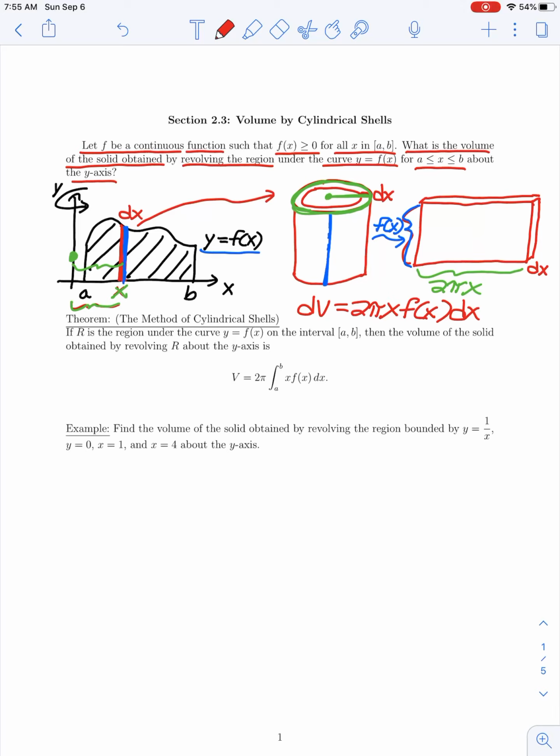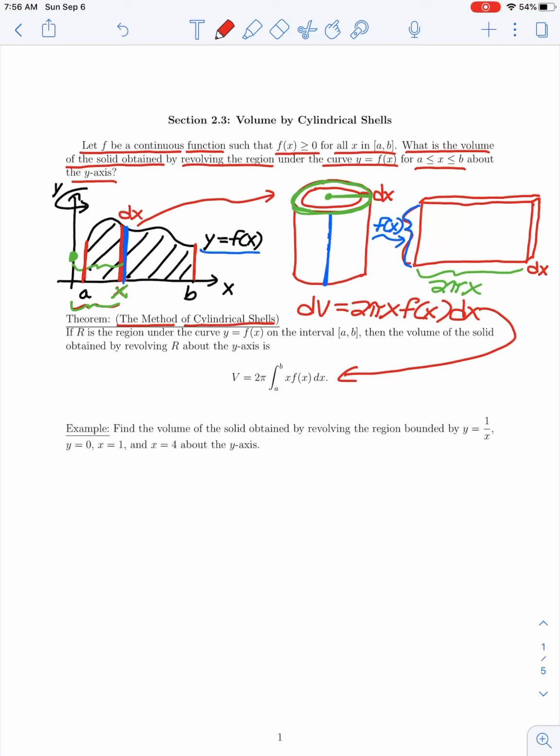And now to get the total volume for this solid of revolution, I want to add up the volumes of all of these little cylindrical shell sections that I got. And I can do that by integrating this differential of volume for all values of x, ranging from x equals a, which was the left edge of my region, up to x equals b. So this formula that we've derived is summarizing what's called the method of cylindrical shells.